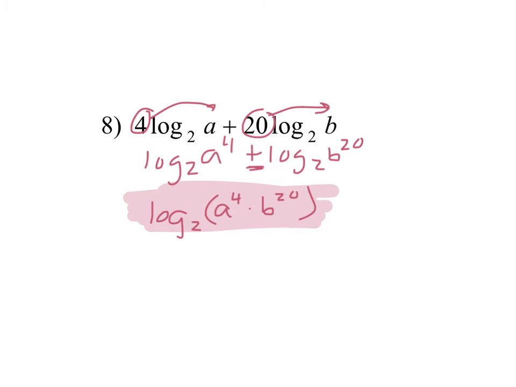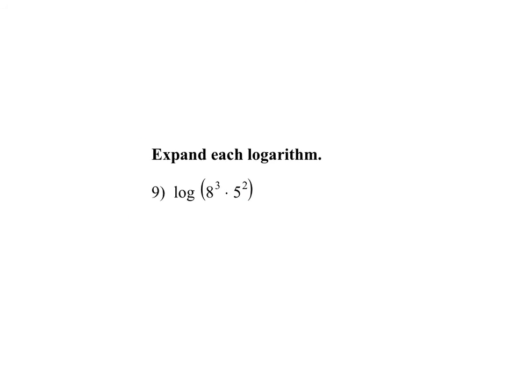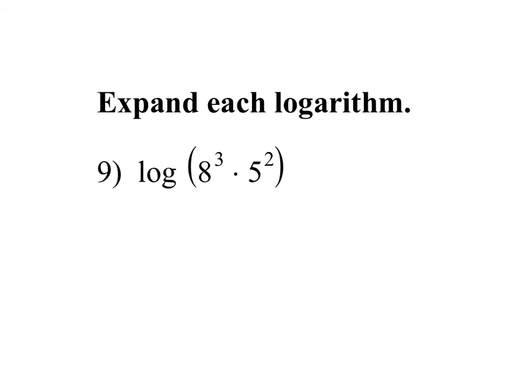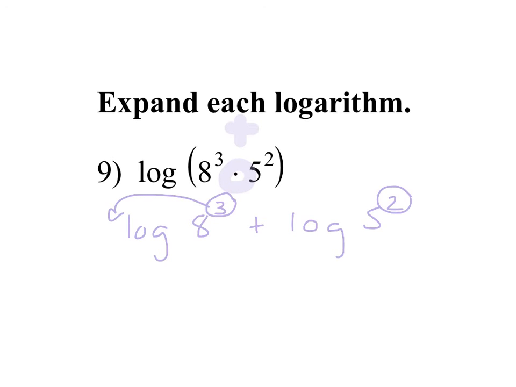Okay, so in that section, we condensed them into one log. Now we're going to take them from one log and expand it. So let's go to number 9. So here we're expanding. So since we have this multiplication symbol, this means we are going to add them. So we're going to split it up into two logs and add them together. So we have log 8 to the power of 3 plus log 5 to the power of 2. So every time you break it apart, each part of it needs to have its own log. And now we take our powers and bring them to the front.